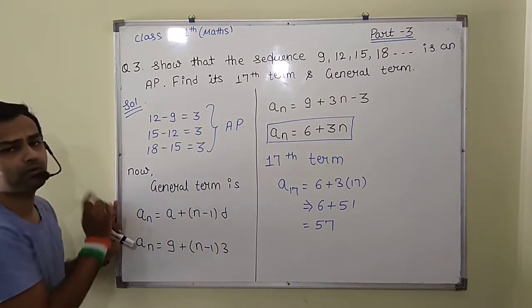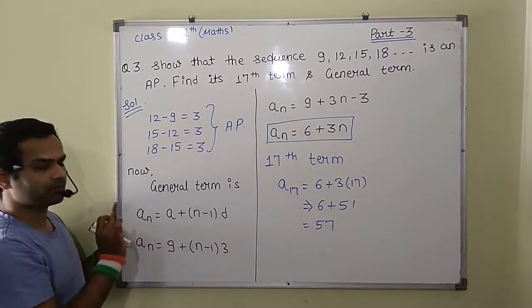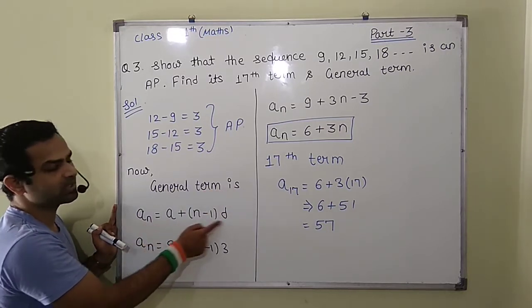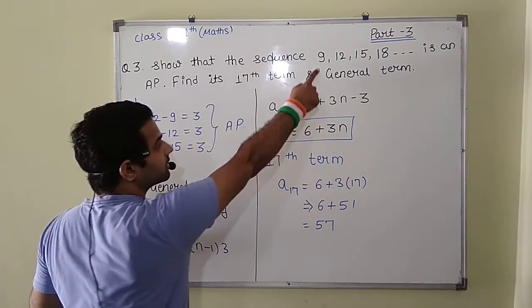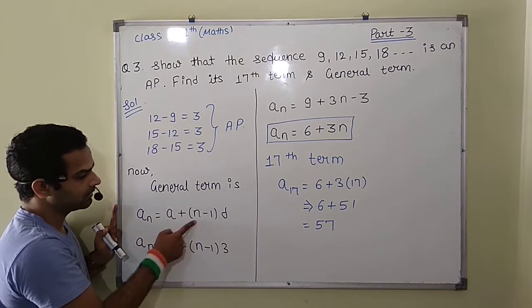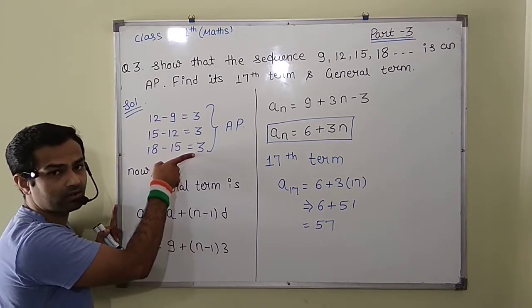Now we have to find the general term of the sequence. So general term means nth term of the sequence. So what is the formula for general term? An is equal to a plus n minus 1 d. So here what is a? A is the first term which is equal to 9. So here the value of a is 9 plus n minus 1 into d. D is the common difference and the value of d is 3.